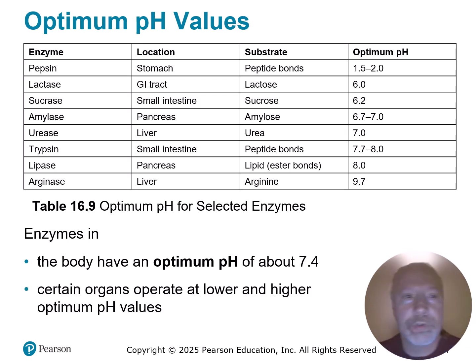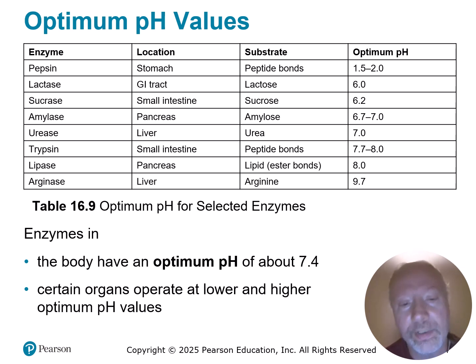Optimum pH values. So we're going to look at enzymes. What do those enzymes react with? What are their substrates? Where are they located? And what is the optimal pH? Because enzymes can each have different optimal pHs where they function better in an acidic environment and don't function at all in a base environment. Or they function well in a base environment and don't function at all in an acidic environment. Think about that. It's unique. It's a property of the enzyme. So enzymes in the body, many of them could have an optimum pH of 7.4, but not always.